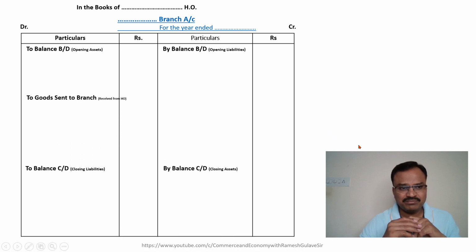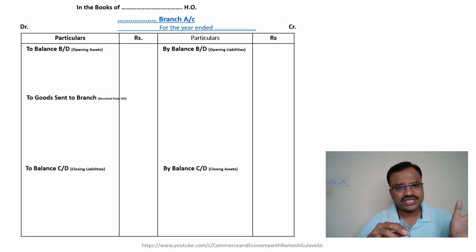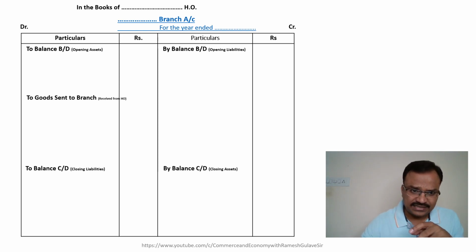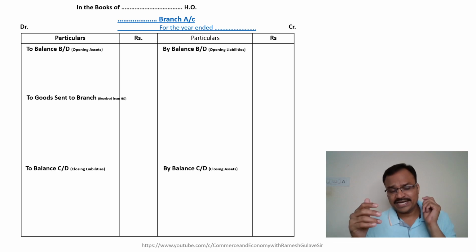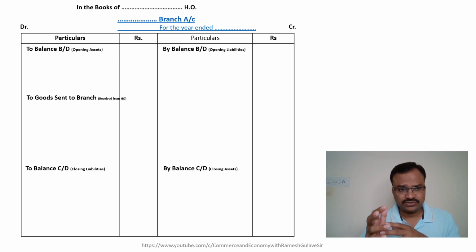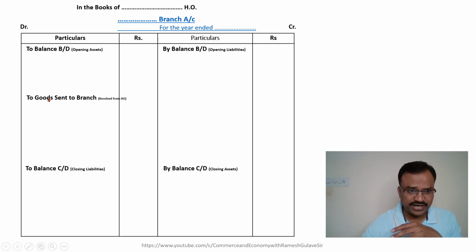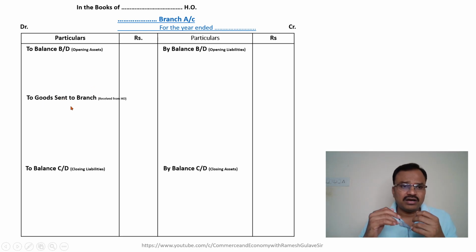Now let us move on to the next important point, that is, to goods sent to branch. See, friends, as we are doing accounting for dependent branches, these are those branches which are dependent on the head office for the goods. They don't make their own purchases, so they are dependent on the head office. And generally, for these types of branches, goods are sent by head office to sell at the branches. So this point is common in branch account in almost every question, okay.